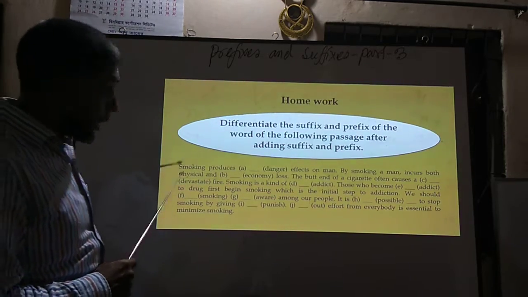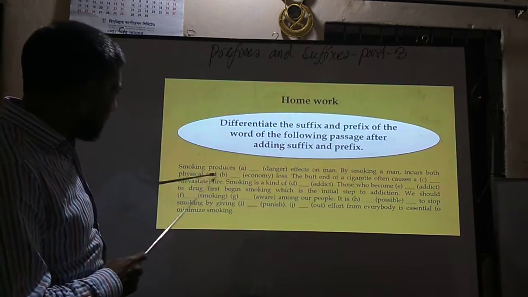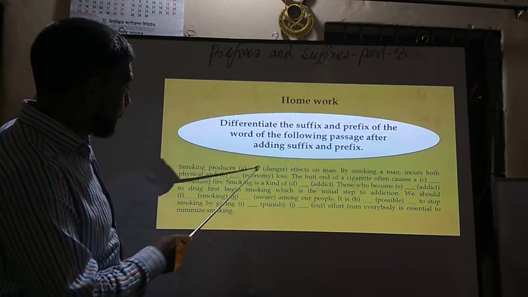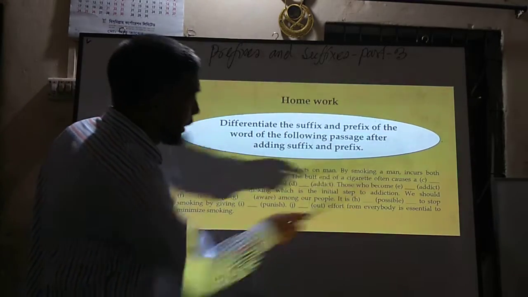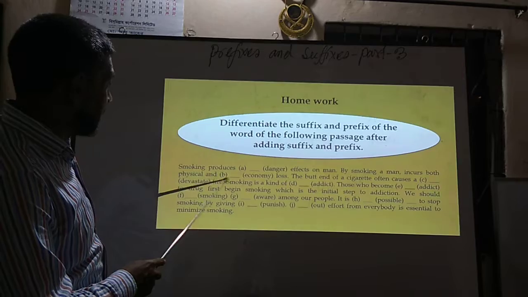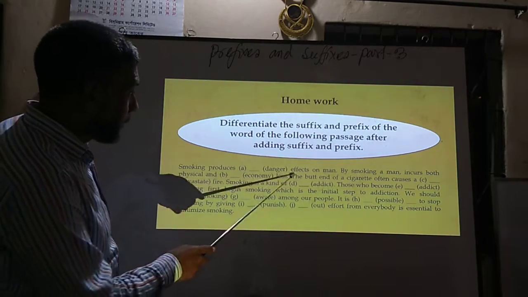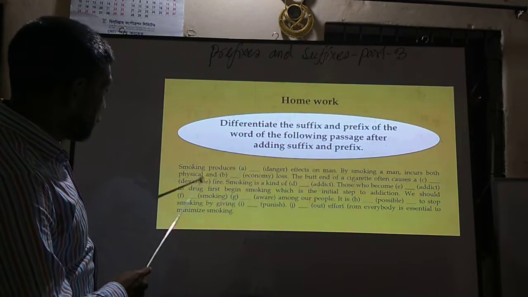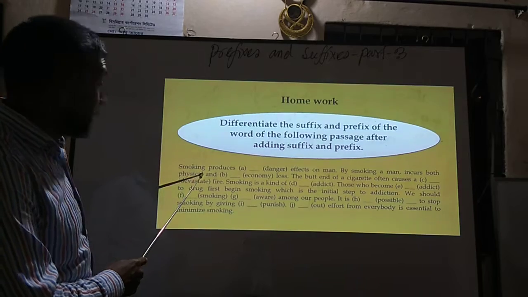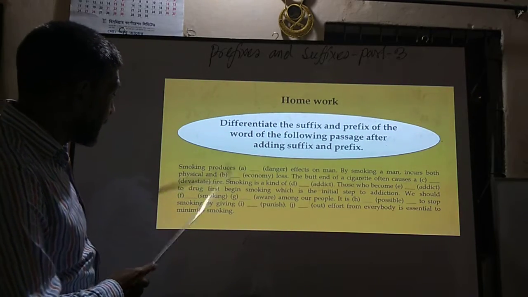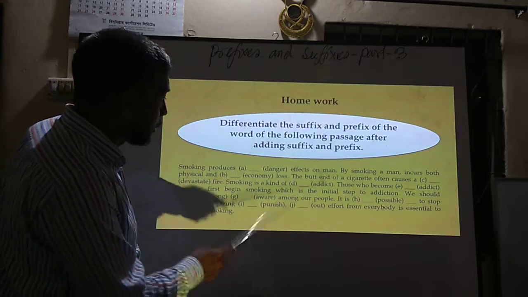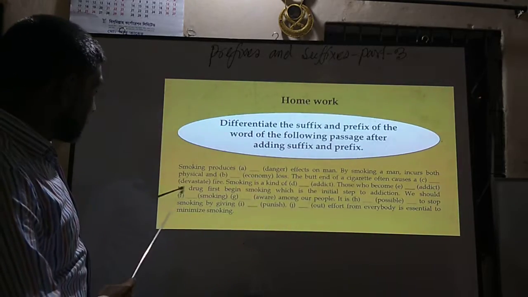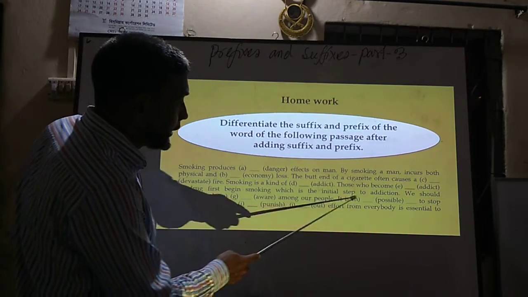So before finishing, you will consider: smoking produces, that means the place is for noun. Effects on man by smoking. A man incurs both physical, and that means it will be an adjective. The bad end of the cigarette often causes a dash fire, that means it will be an adjective. Just you will try at home. What will be the adjective form of the word? Smoking is a kind of, that means it will be noun. Those who will become, it will be an adjective. To drug first begin smoke, which is the initial step to addiction.